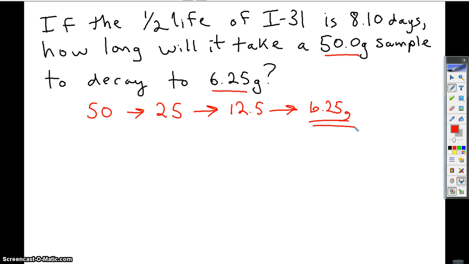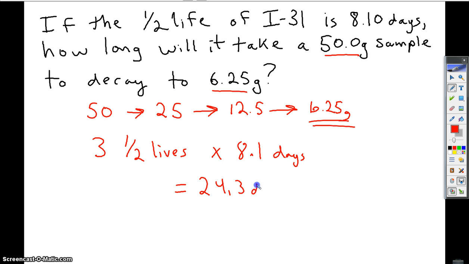So just like our previous problem, it happens to come out that we do in fact have 3 half-lives that have taken place. Well, they tell us that each half-life is 8.1 days. So in this case, we just have to multiply through, and 3 times 8.1 comes out to be 24.3 days. So a little bit different, but along the same lines.